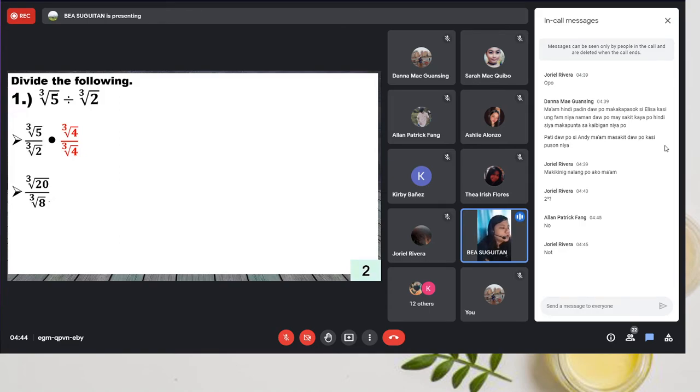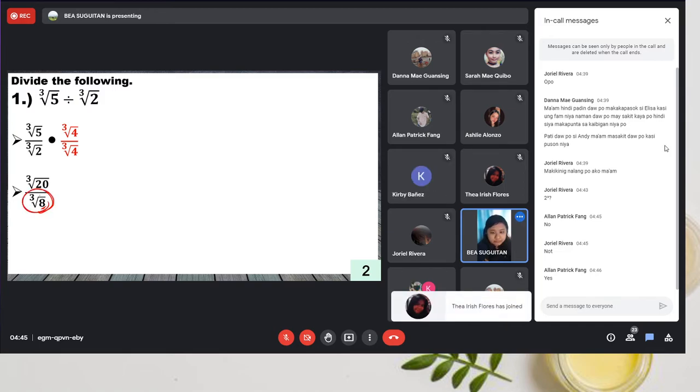Okay, next. On our denominator, cube root of 8. Is 8 a perfect cube or not? Yes or no? Perfect. Perfect cube po. Okay, so therefore, we are going to simplify that. What is now the cube root of 8? What is the cube root of 8?